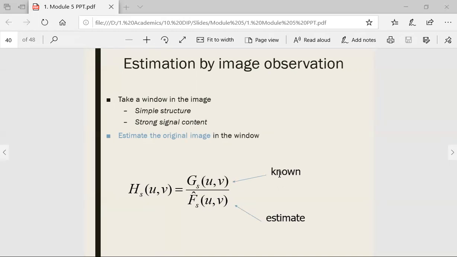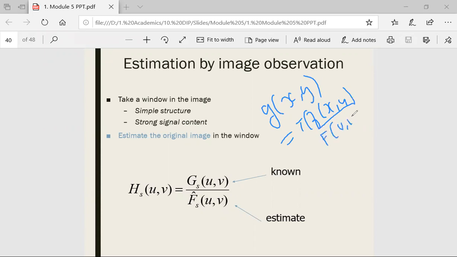Keep this in mind, we already know this one. I'm repeating it again and again. Don't forget this equation: g of x comma y is equal to t of f of x comma y. This f of x comma y can be represented as f of u comma v. When you add the noise to g of x comma y, you get f cap of x comma y, which can be represented as f cap of u comma v also.